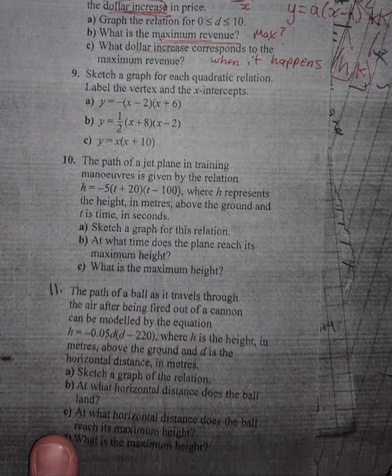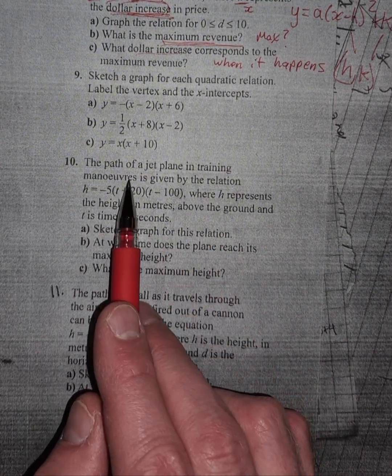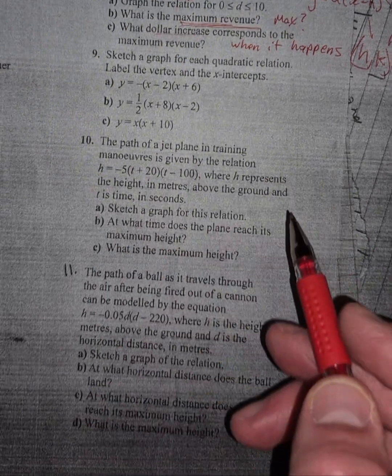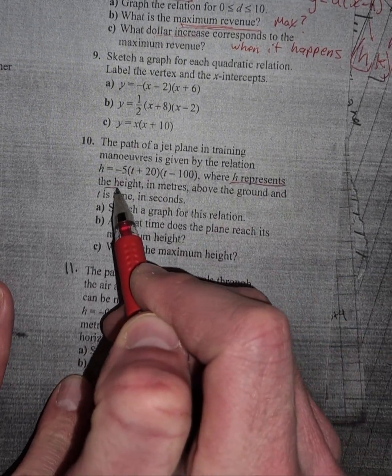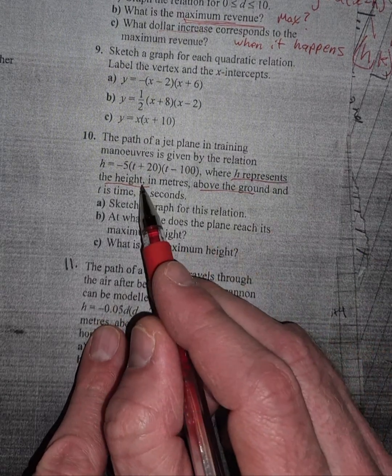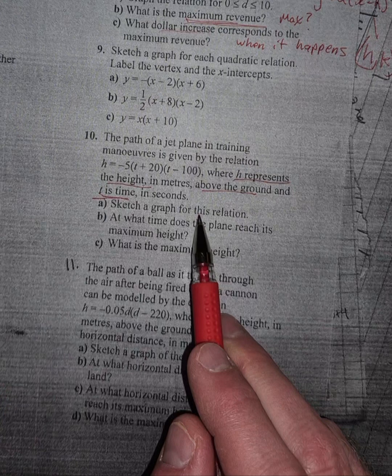Let's move ahead to question 10, and we'll see the exact same pattern, right? The path of a jet plane in training maneuvers is given by this relation. H equals something to do with t, right? Where h is the height in meters above the ground. So that is our Y, the height in meters above the ground, and t is the time, there's our x. So again, we sketch a graph.